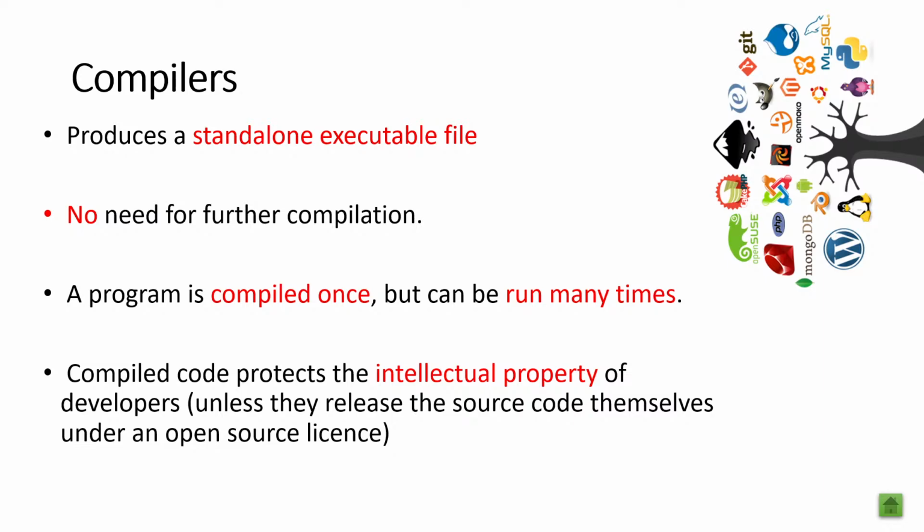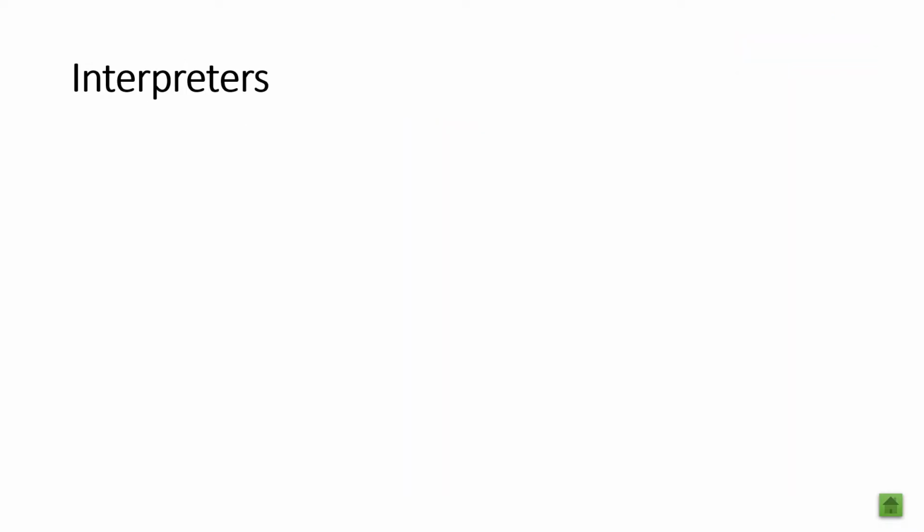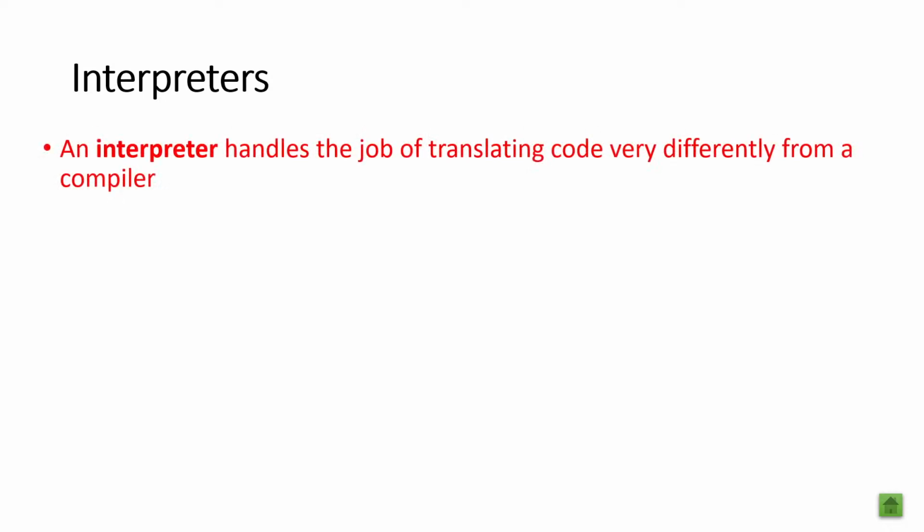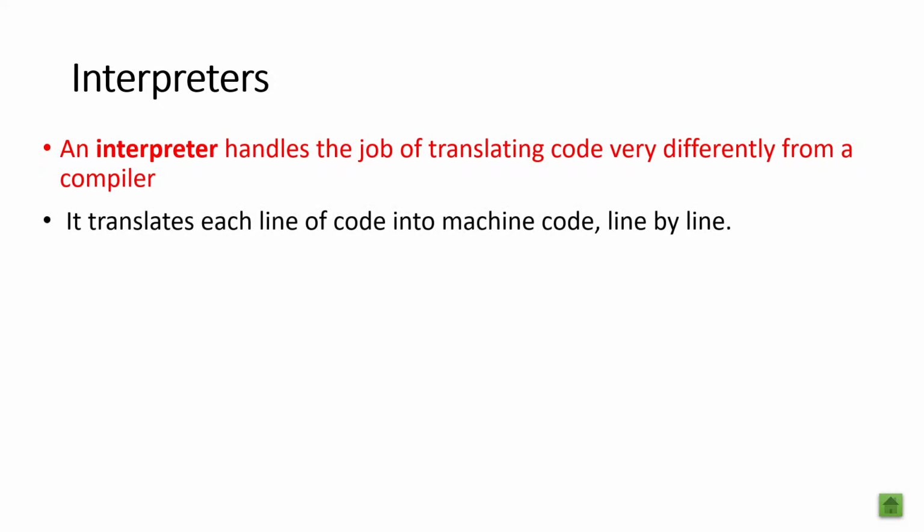You don't want other people stealing your software unless you produce an open source piece of software so people can use it. Now, interpreters handle the job very differently. It doesn't create a standalone executable file. It translates each line of code into machine code line by line. Every single time you run it. Python is an interpreted language.